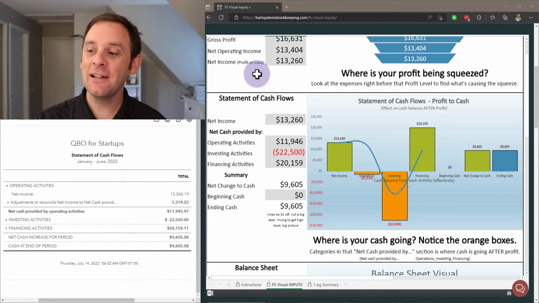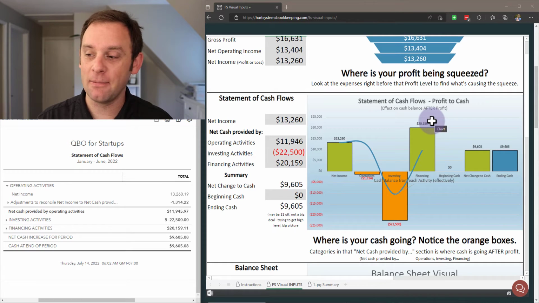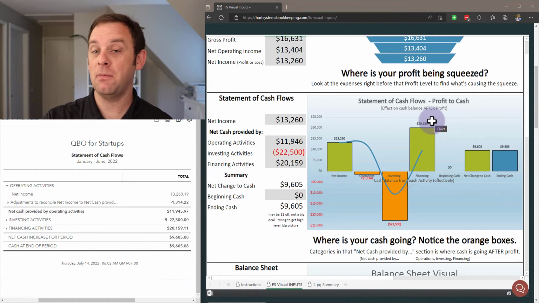Mine looks kind of crazy here because there was a loan. I bought a new truck and there was a loan on the books. So it looks like a crazy dip here and then a crazy increase here. So same idea as before. We're going to see those areas, right? That's a big orange box.